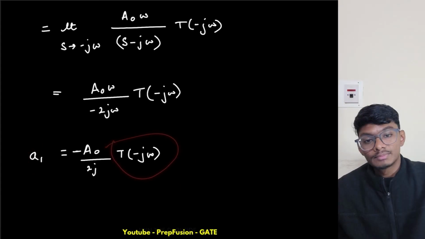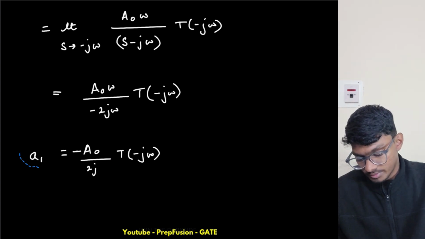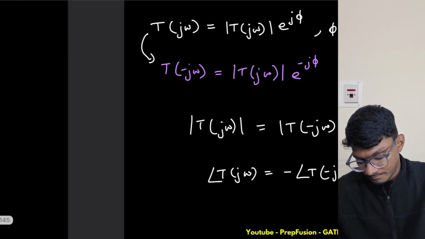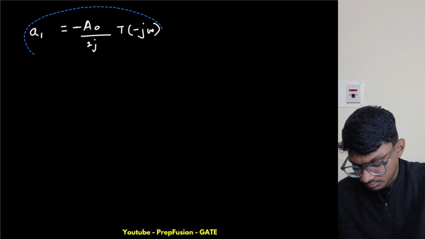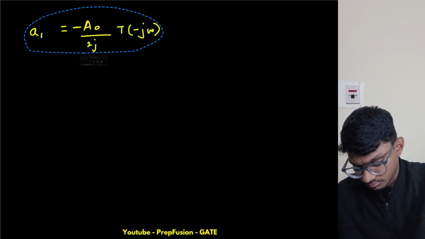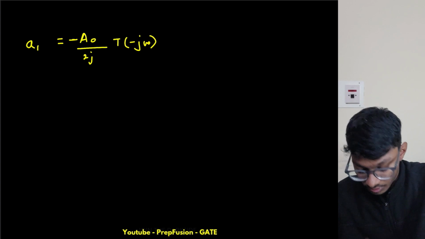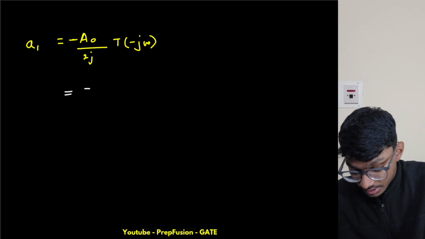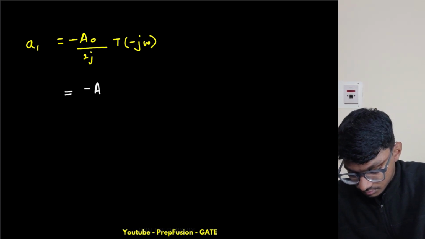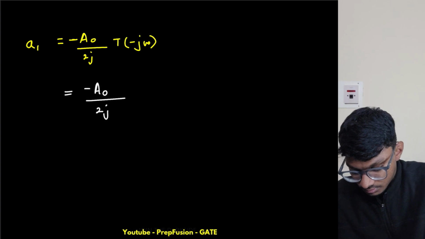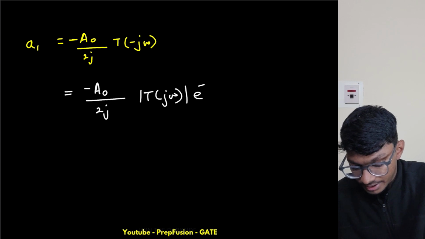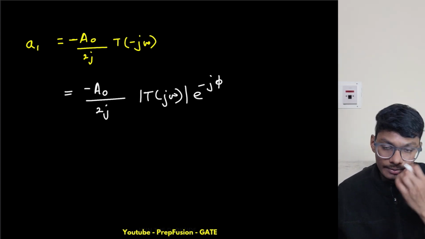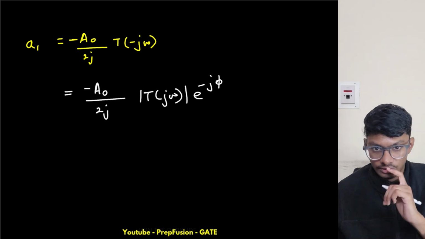So what can I write my T of minus j omega as? Let me copy this e1 and take this here. What can I write as my minus T of j omega? This I can write as the magnitude of plus T of j omega into angle of minus j phi. I'm naming this angle as minus j phi. Already proved in the example.